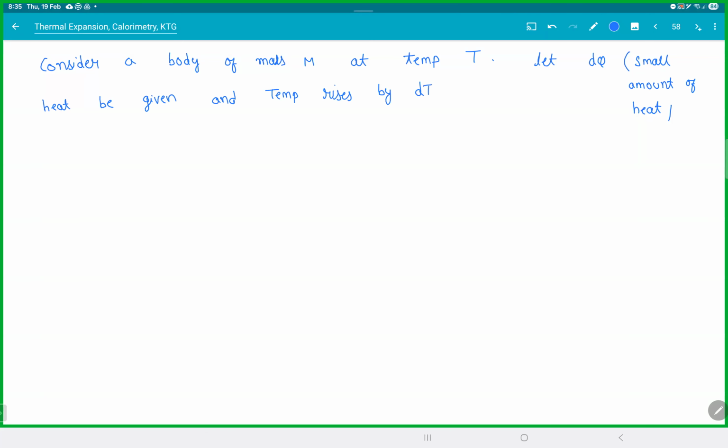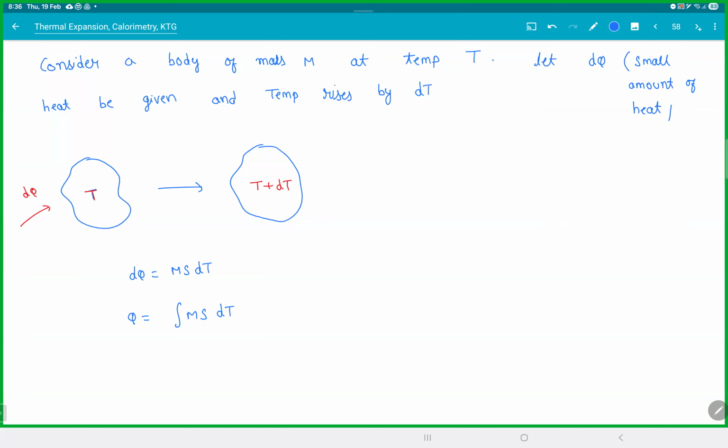So we have a body here at temperature T. You gave heat dq. In this process, the temperature of the body has increased by dt. So the formula comes out to be dq is given by ms dt. The total heat given will be the integral of ms dt. If m and s are constant, it will become ms delta T.